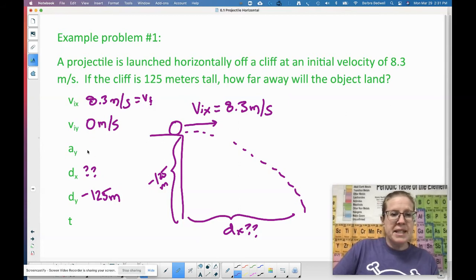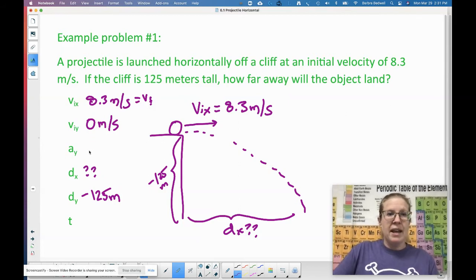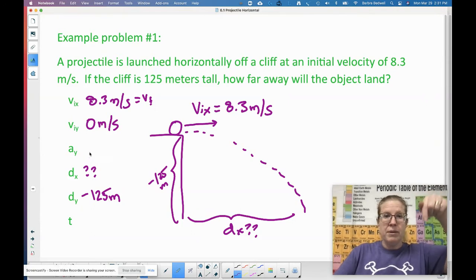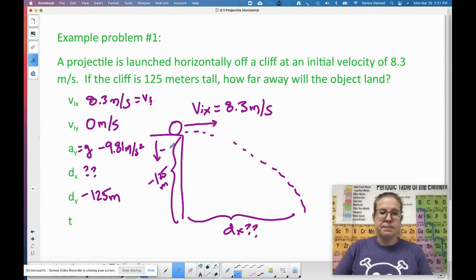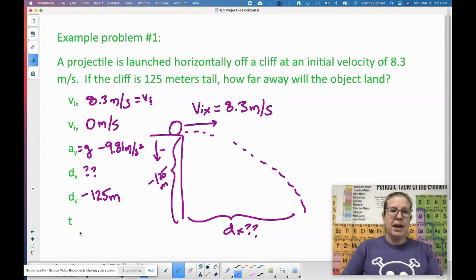AY is going to be falling. Again, vertical direction, Y direction. This means it's accelerating downwards due to gravity, and the acceleration due to gravity is negative 9.81 meters per second squared. Again, we're going to call this direction the negative direction. Time we don't have yet.